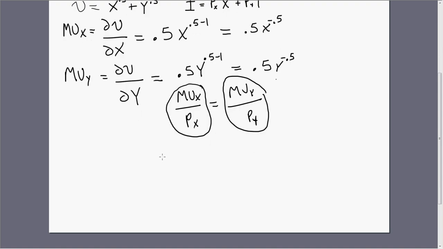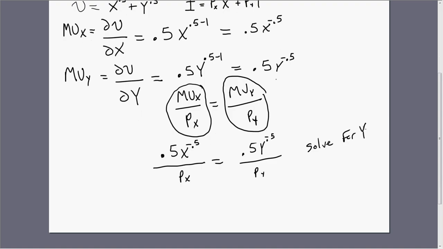So the marginal utility of good X we said is 0.5 X to the minus 0.5, divided by the price of good X. The marginal utility of good Y, divided by the price of good Y. And since we're interested in solving the demand function for good X, we're going to solve this expression for Y. If you wanted the demand for good Y, you would solve this expression for X. So we're going to solve this for Y.